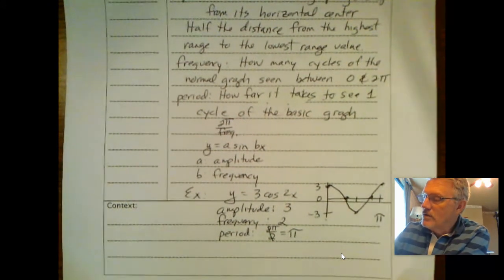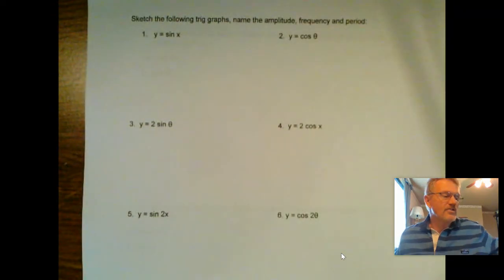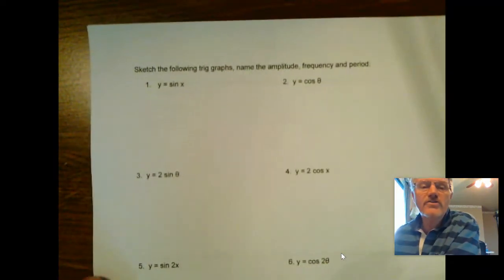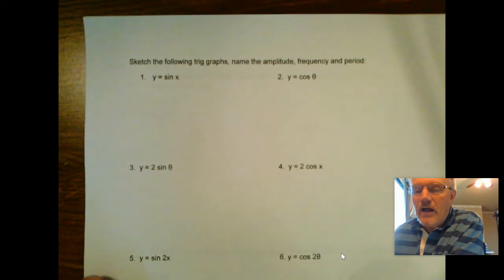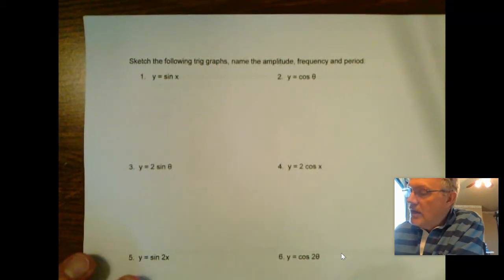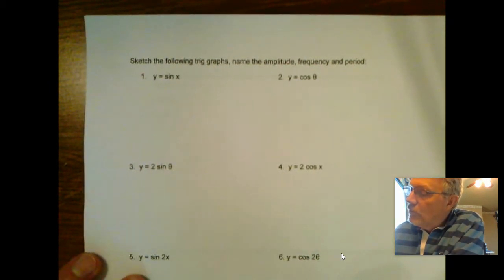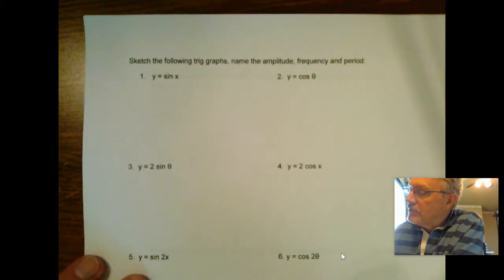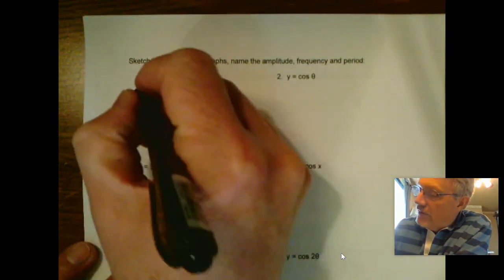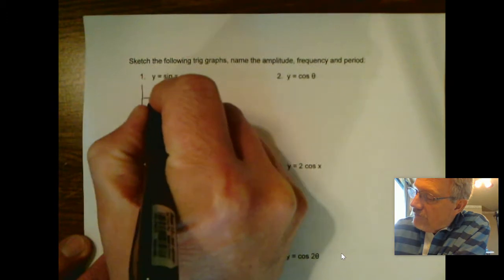All right, so that's what we're going to be taking a look at here, and working with some different equations. So I'm going to do the left column. You guys get to do the right one. So sketch the following graphs, name the amplitude, the frequency, and the period. All right, so it says to sketch the graph first.